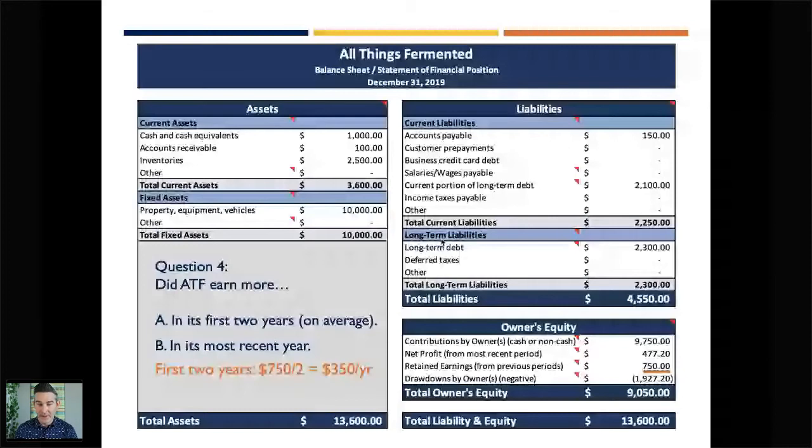So I actually think I did the math wrong. I'm just realizing that should be 375. My apologies. And then we have our net profit from the most recent year, and that's $477.20. So the answer, just in looking at the balance sheet, is that our most recent year was more profitable. So that's good. We're on an upward trajectory.